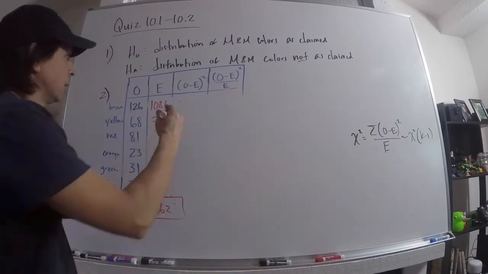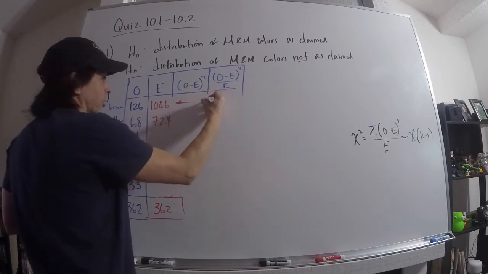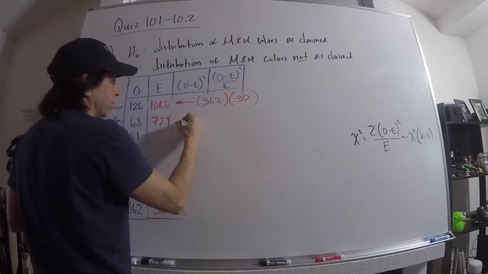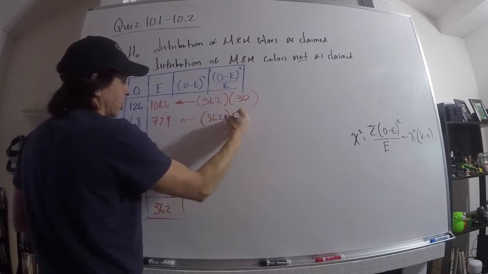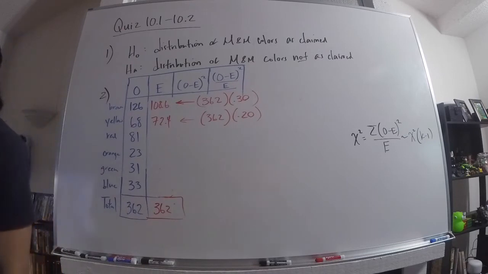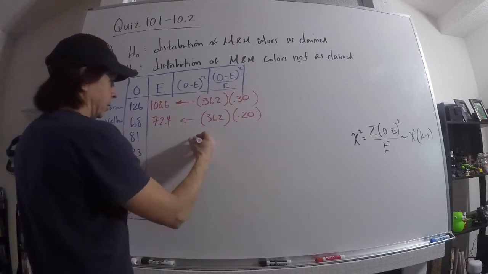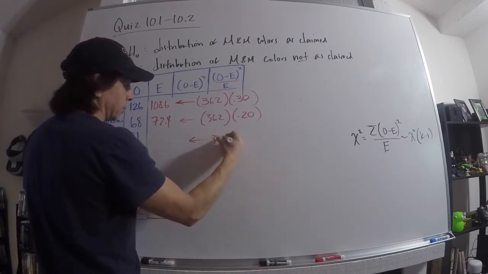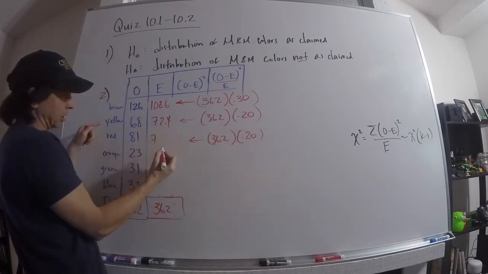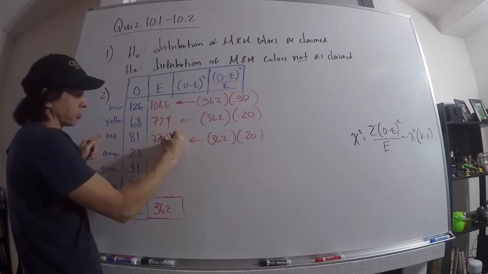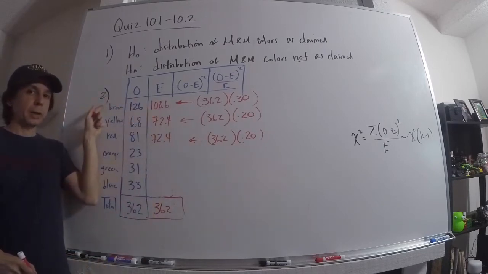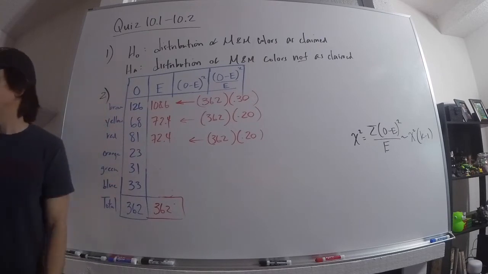Anyway, this one was 362 times 0.30, because it's 30%. This is 362 times 0.20. Next I got 20% red. I don't need to do that again. That will be the same computation as this. So I expect the same numbers of yellow and red because they are both supposed to be 20%, 20%. But this should be more. I'm expecting more because I expect 30% to be brown.